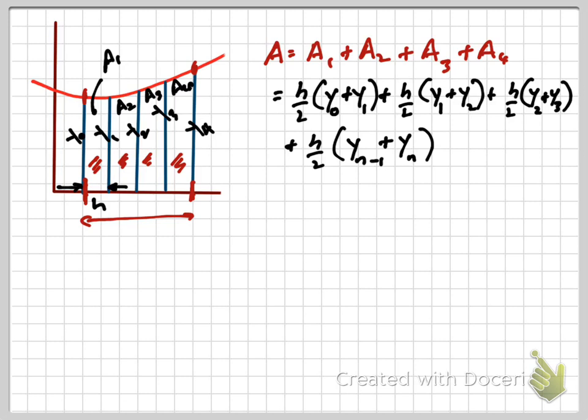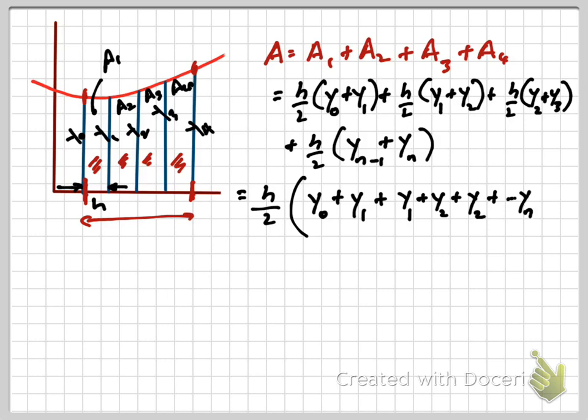So if we now factorize h over 2 out, we'll end up with h over 2 into y0 plus y1 plus y1 plus y2 plus y2, and so on, up to yn minus 1 plus yn. If we simplify this further, there are always going to be 2 of each of these, all the way, except for the first and the last one.